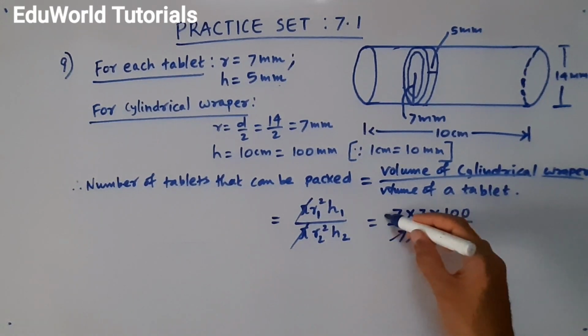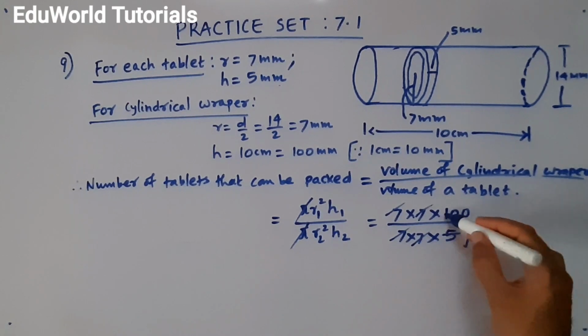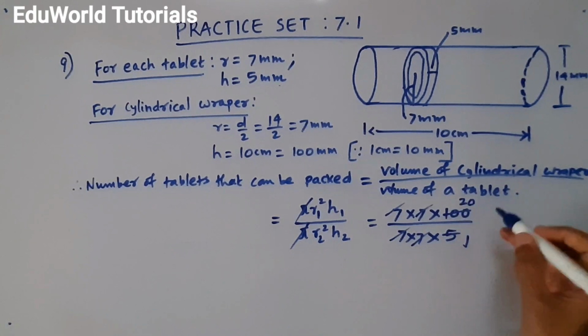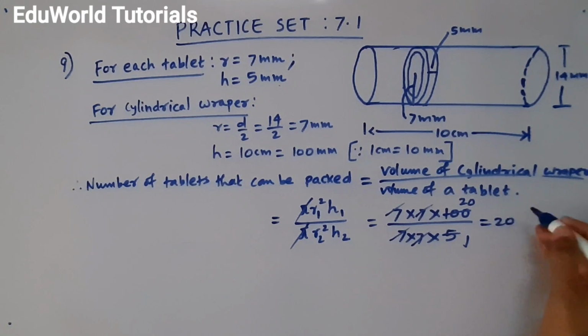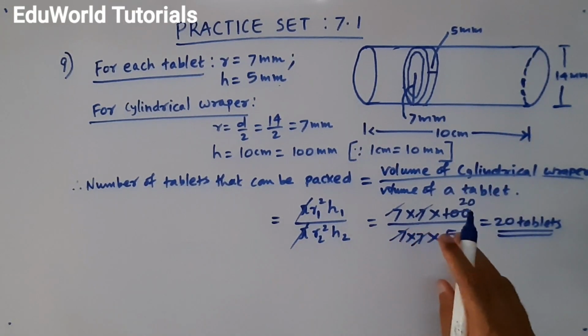We can cancel this 7 and this 7, this 7 and this 7. 5 ones are 5 and 5 20s are 100. So how many tablets can be packed? There are 20 tablets, which can be packed in such a wrapper. Understand? So this is our answer.